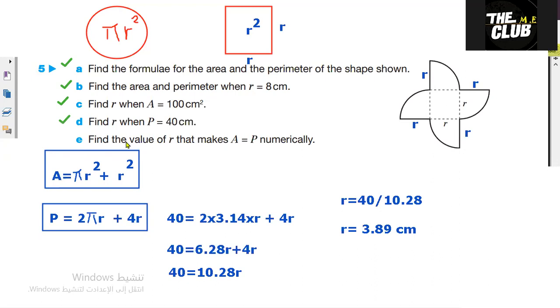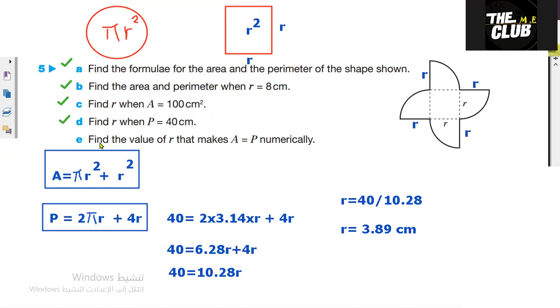Now, the last one, E, find the value of R that makes A equal B numerically. Now, let me tell you this. The rest of the questions are the same ideas, so we don't have to do them. I'll just write the formulas for you so you understand, and then you can do the steps of substitution and find the rest of the answers.